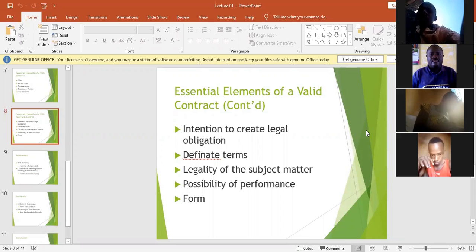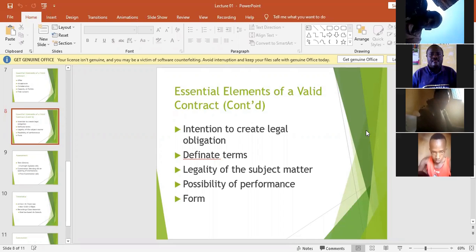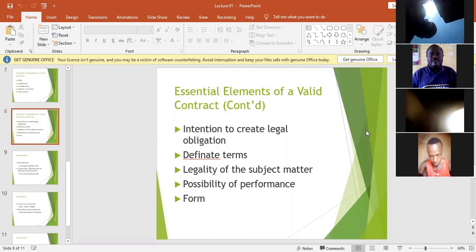Where undue influence is proved to have existed at the time of the contract, then the contract is voidable in favor of the party whose will was dominated.